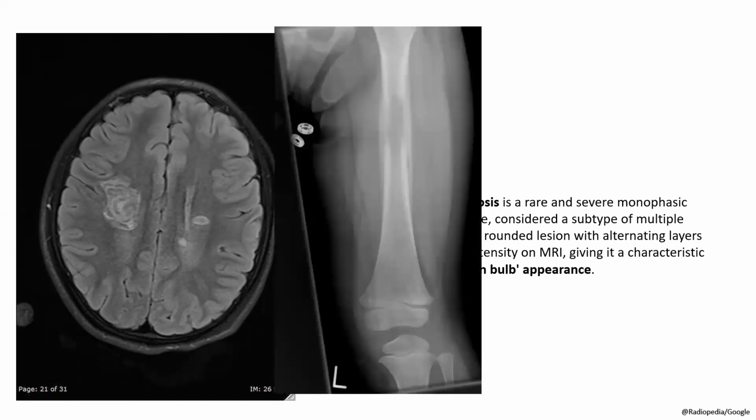What is this sign? This is also an onion skin appearance. It is because of multiple layers of periosteal reaction, and it is typically seen in highly aggressive bone tumors like Ewing sarcoma. So this is a case of Ewing sarcoma involving the femoral diaphysis, showing an onion skin pattern of periosteal reaction, a multi-layered pattern.